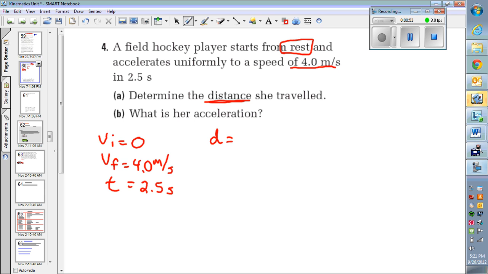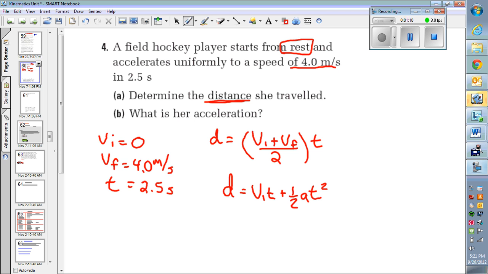So there's two distance formulas you could use: (VI plus VF) over 2, using it like an average speed times time. And the other distance formula you could possibly use is VIT plus 1/2 AT squared. The problem is you do not have the acceleration yet for the question. So you could try and find the acceleration using a separate formula and then do this question. If it was me, I would do part B first.